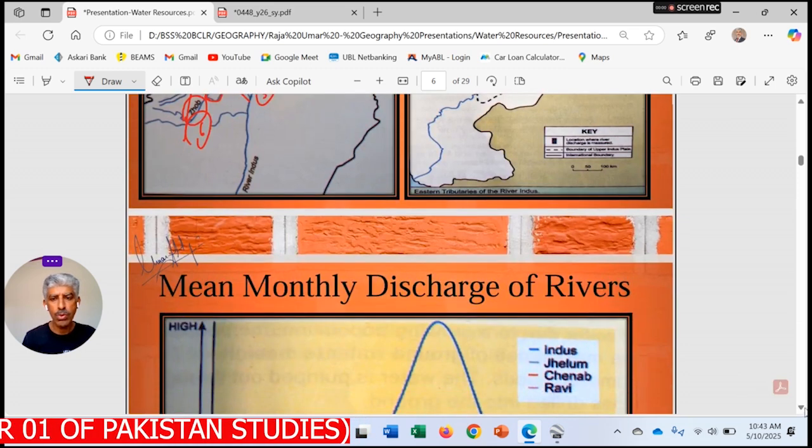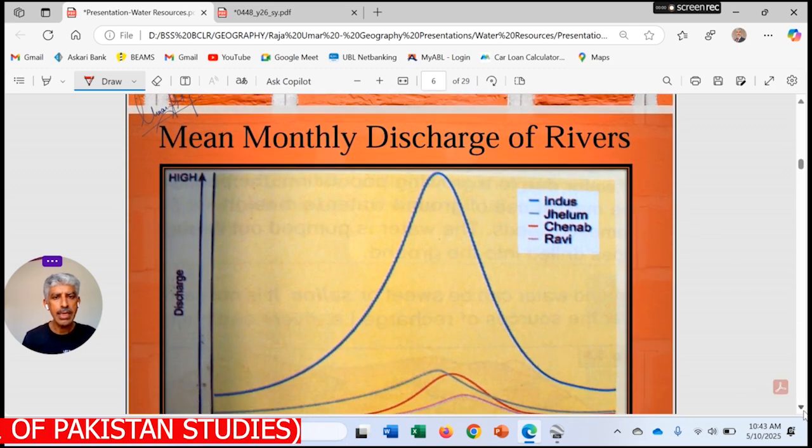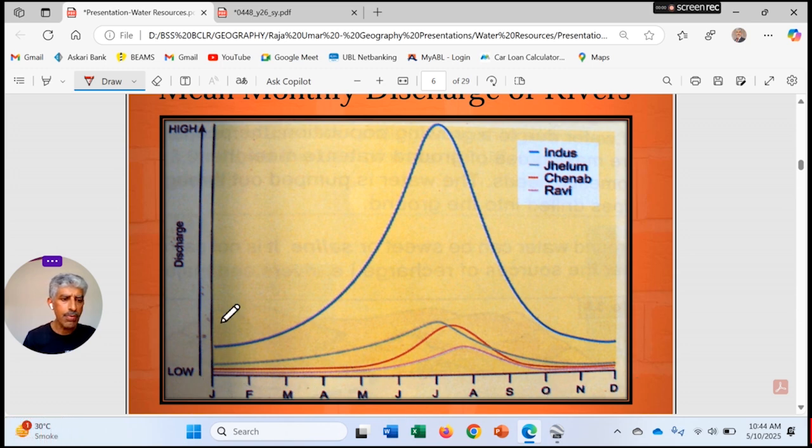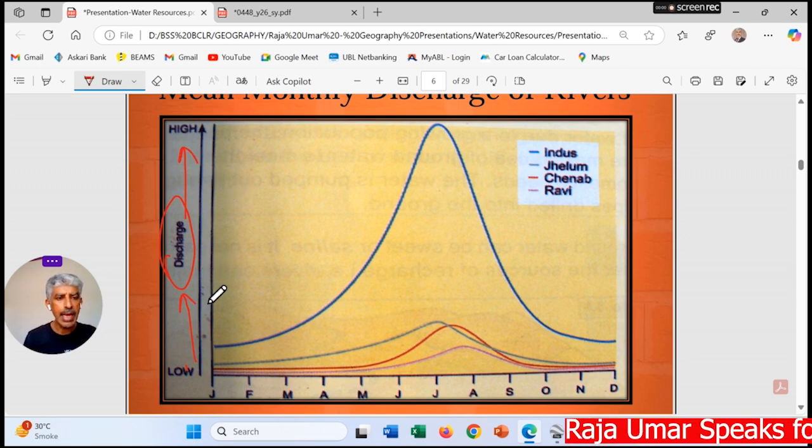So moving on to the mean monthly discharge of the rivers. Here you can see a graph showing the months at the bottom: January, February, March, April, May, June, July, August, September, October, November, December. And on the y-axis, you can see the river discharge from low to high. So it means how much water the river is carrying throughout the year.